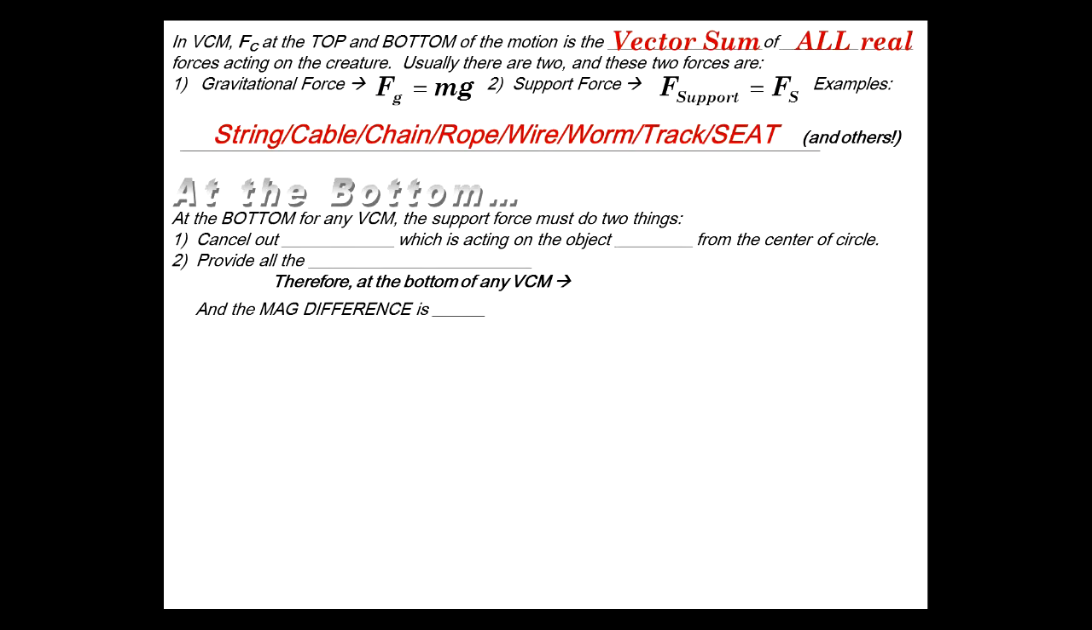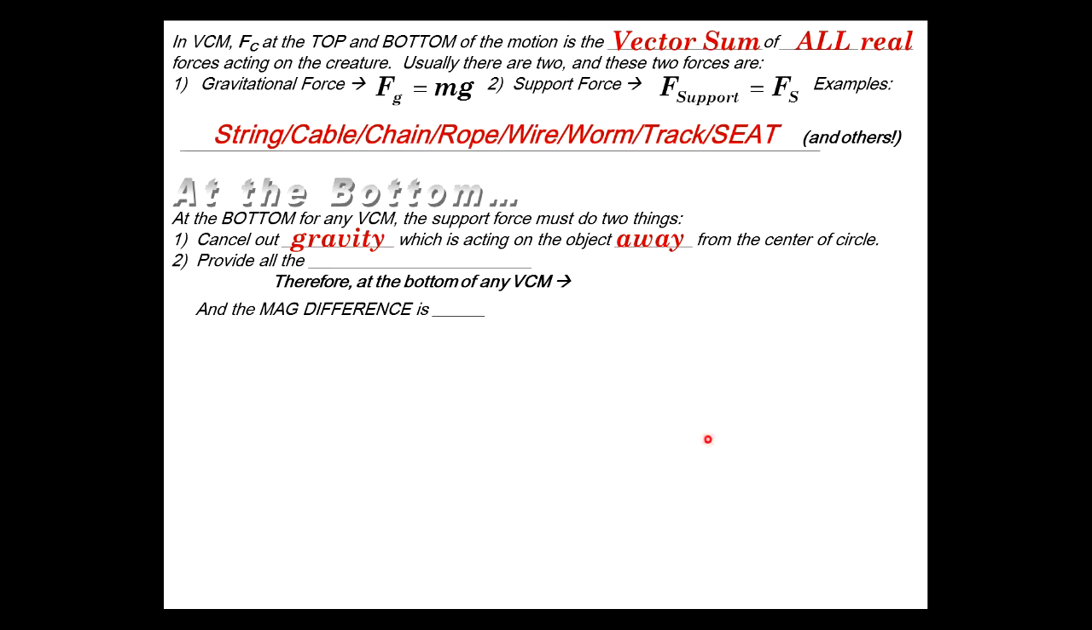If you just hold it there, the tension is equal to the weight. So it has to cancel out gravity, basically, acting on the object away from the center of the circle, right? So here's the circle, here's the thing hanging down, the object here, and gravity acts downward, which is away from the center. But then it's got another job.